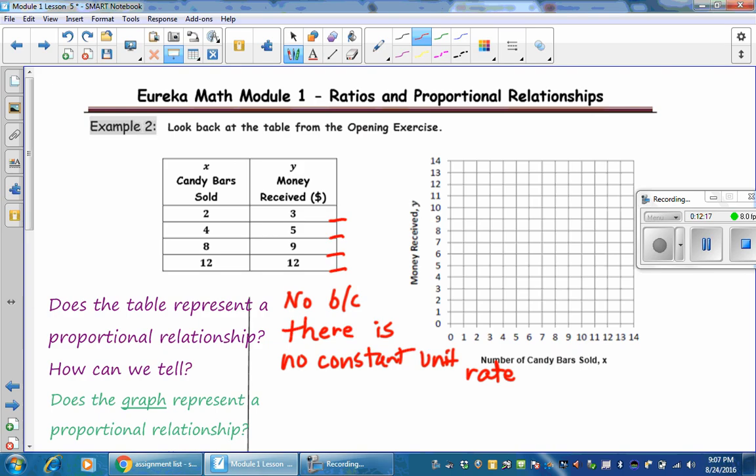So we've got 2 candy bars is $3. And graph this on your paper while I do it on the screen. 4 candy bars is $5. 8 candy bars is $9. And 12 candy bars is $12. So let's go ahead and attempt to draw a line through that and see what that might look like.